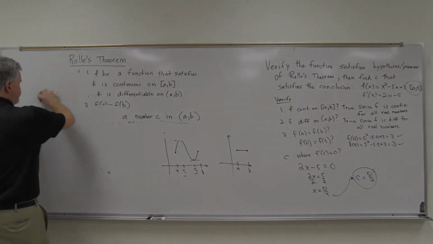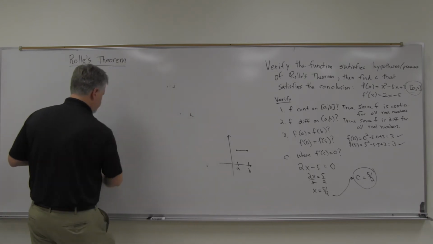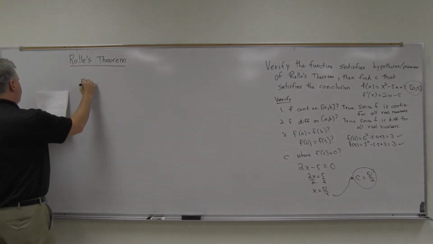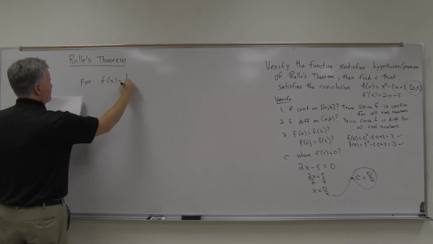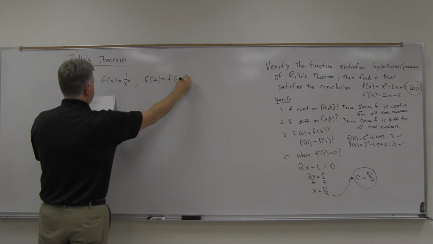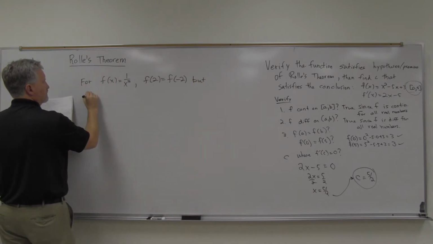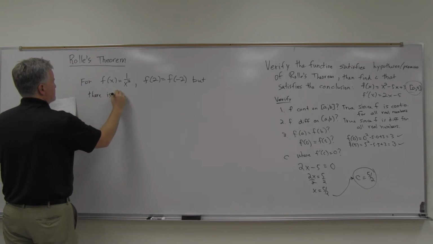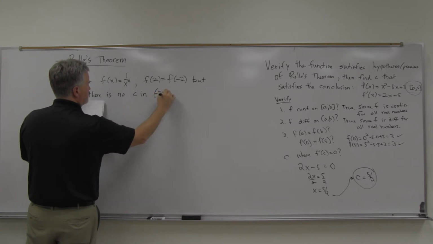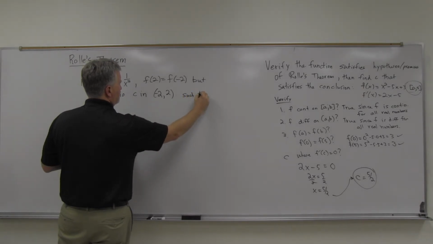Now, another kind of problem they'll ask about: for f of x equals 1 over x squared, f of 2 equals f of negative 2, but there is no c in negative 2 to 2 such that f prime of c equals 0.